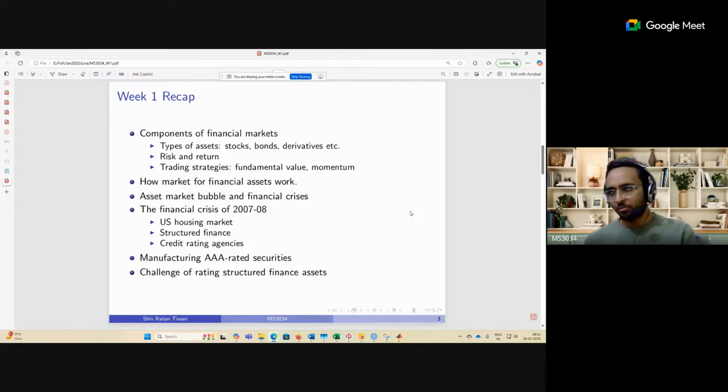And later we moved to what a bubble is. An asset market bubble is when the price of an asset deviates a lot from its fundamental value, then we say yes, there is a bubble, it is going into a bubble. Actually its price is not that high, but it is going to those higher levels.